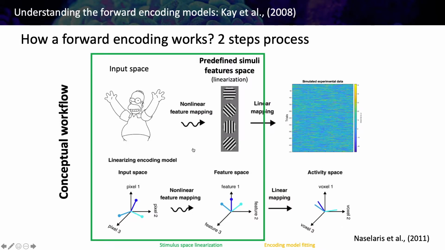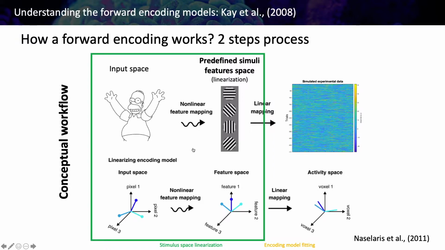How does the forward encoding model work? We can divide this in two main steps, a very simplified version of the functioning of the model. The first step will consist of linearizing our external world. We are assuming that the neural space is linear. This is something that is not realistic. We know that the world is not linear, but we need to make this assumption in order to simplify our calculation.